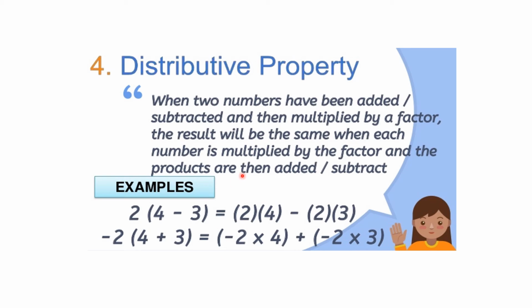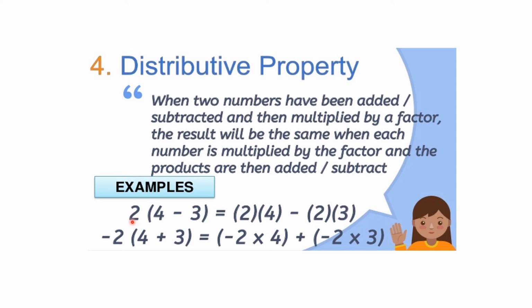Next is distributive property. When two numbers have been added or subtracted and then multiplied by a factor, the result will be the same when each number is multiplied by the factor and the products are then added or subtracted. So suppose you have the example 2 into 4 minus 3. This can also be written as 2 into 4. So this is when two numbers are first subtracted and then multiplied by a factor.